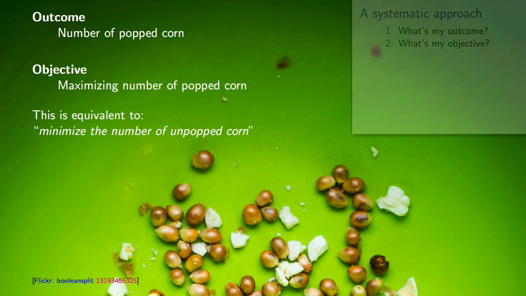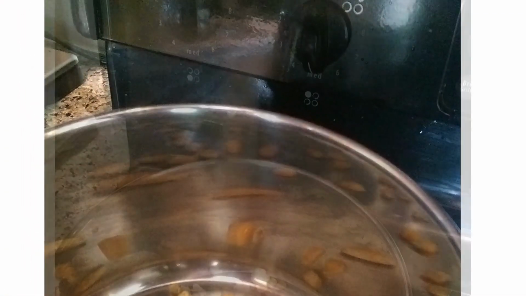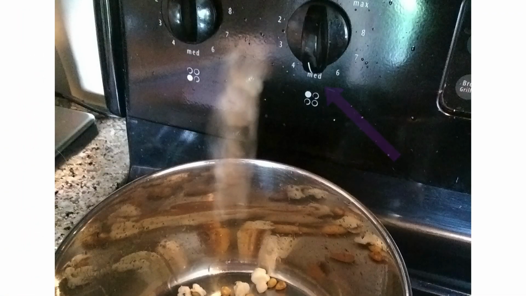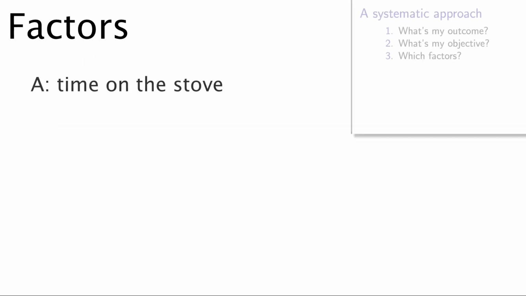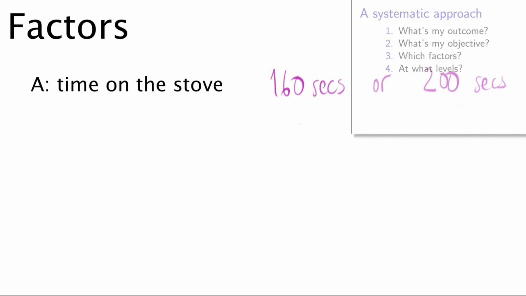Most of you are able to try this one at home, which is why this is such a great example to start with. We're going to apply the same amount of heat each time and use the same number of raw kernels to start with. From prior experience, I know that between 3 to 4 minutes are required on medium heat to pop most of the corn. So our first factor is going to be the time on the stove, and I'm going to use 160 seconds and 200 seconds.